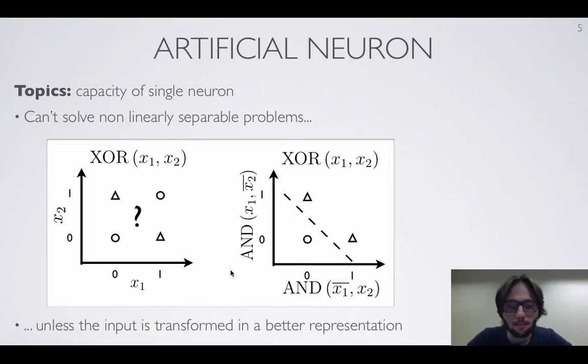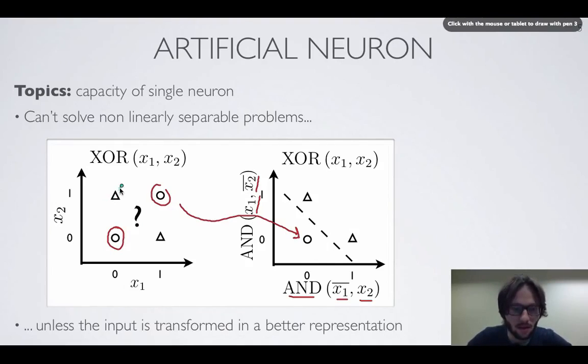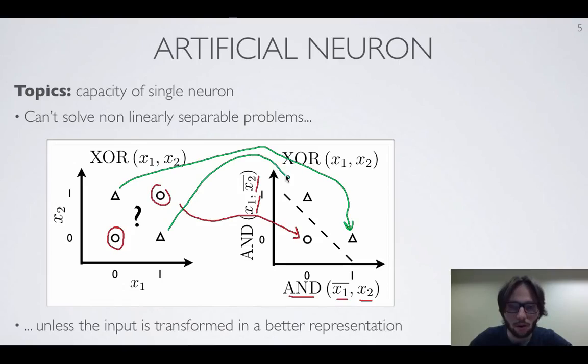However, it's such a simple function that if we had plotted on this axis the result of applying the AND function over the negation of x1 and x2, like we've seen in the previous slide, and on this axis the output of the AND function over x1 and the negation of x2, then these two points would be collapsed into a single point, and the other points would correspond to these. In this case, we could draw a single line between the circles and the triangles, between the points associated with class 0 and the points associated with class 1. So if we compute an alternate, better representation of our input vector, the problem might become linearly separable.